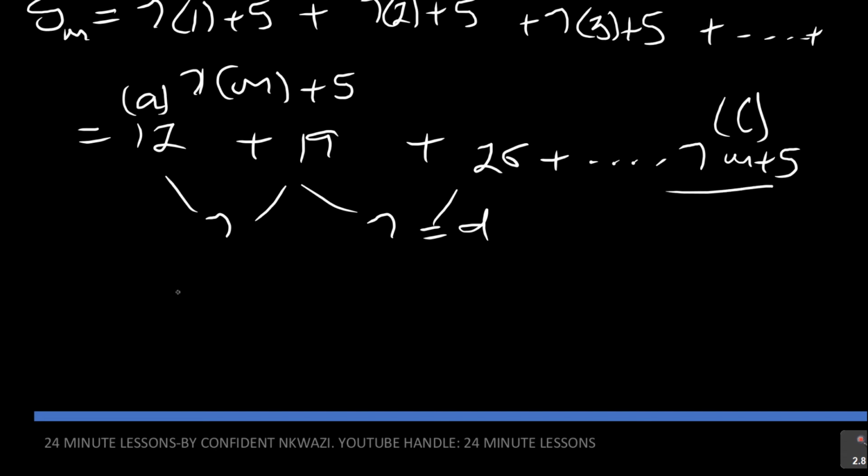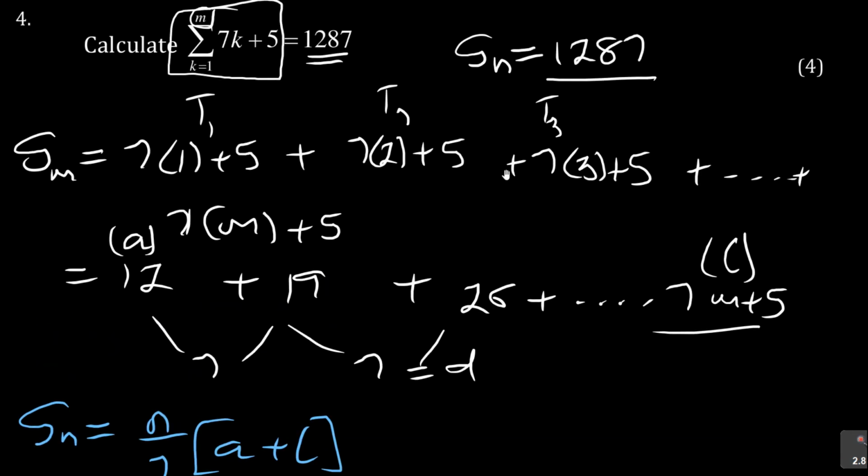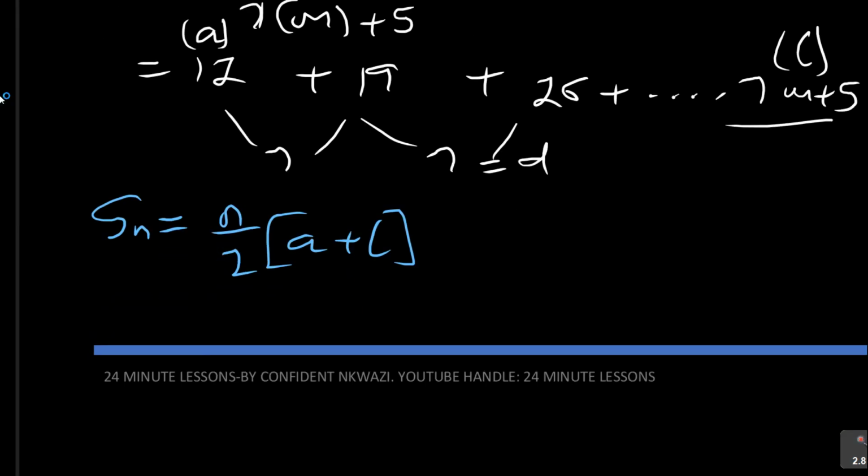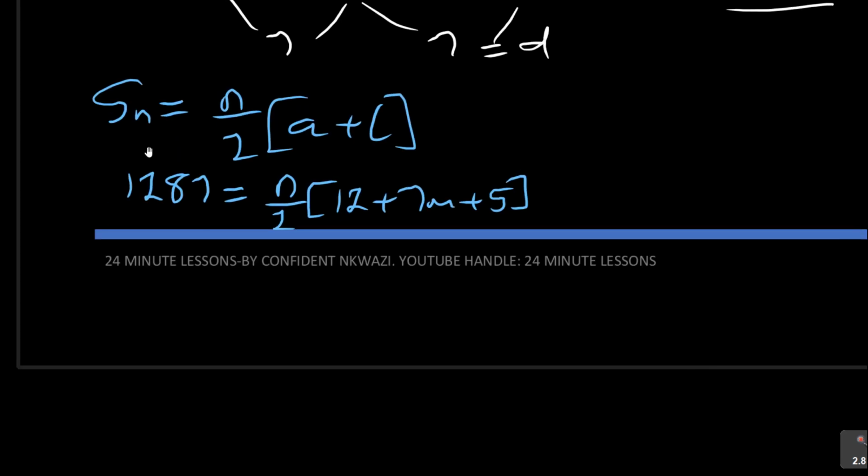Here I can use the simpler one, which is this formula. Sn is n over 2, a plus l. It's simpler here and much quicker. Now I know my Sn. It's 1287. So I come here and say 1287 is equal to n over 2. I know my first term a is 12 plus my last term, which is 7m plus 5. Remember, the aim was to find that m.